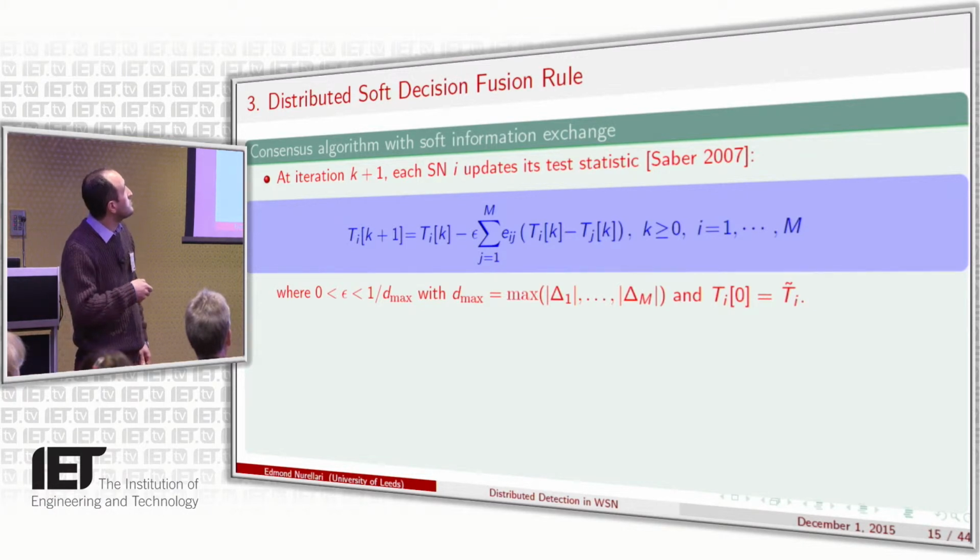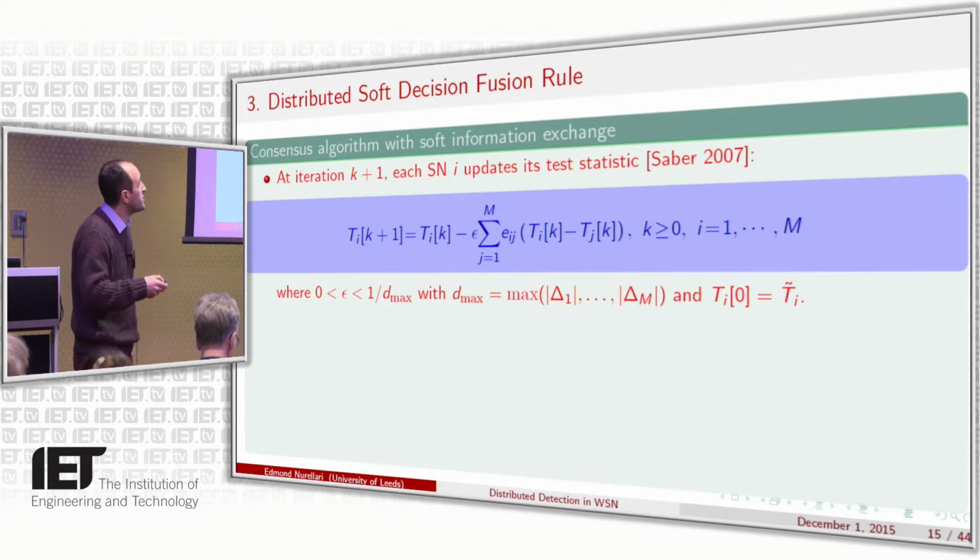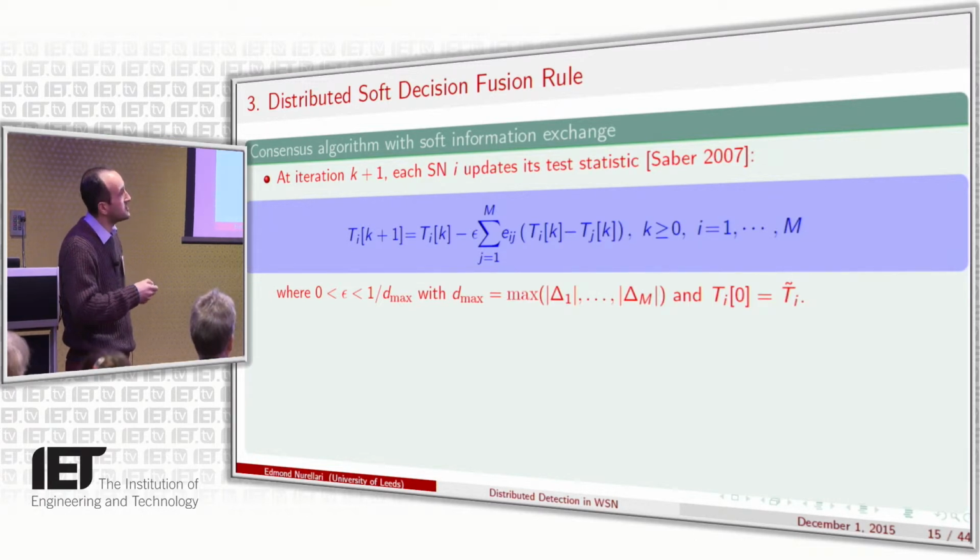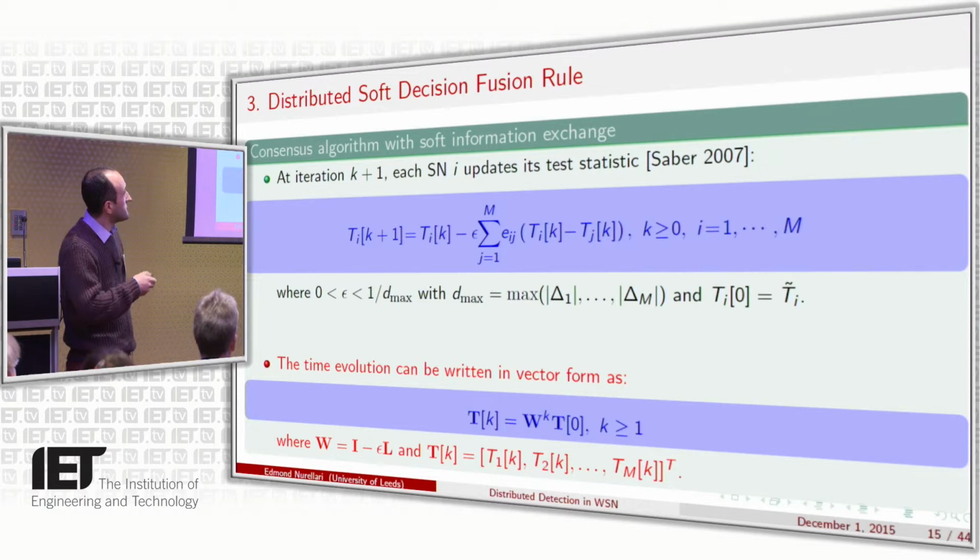So one way to look at distributed decision fusion rules is to have the consensus algorithm. So basically, at the ith sensor node at the k plus 1 iteration, that's how the current test statistic is updated. And you run this for a large number of iterations. That type of evolution can be written in a matrix form, where W is the identity matrix minus epsilon times the Laplacian matrix that we introduced earlier, and epsilon is a constant that we'll elaborate on later.